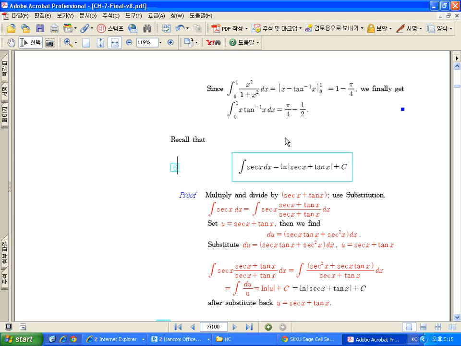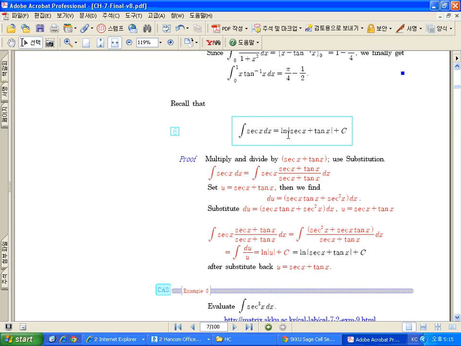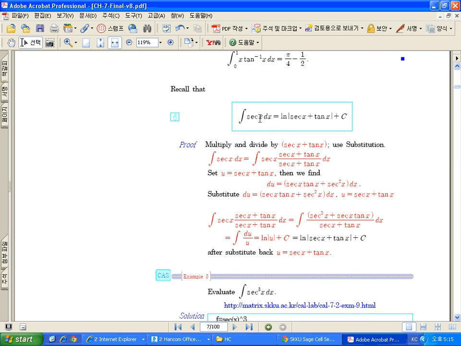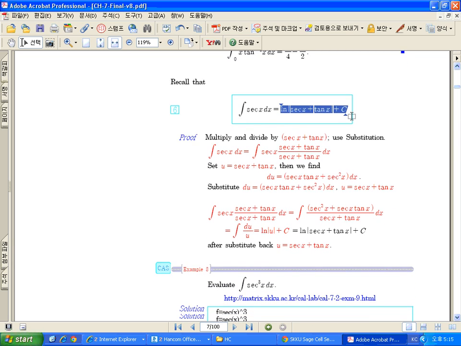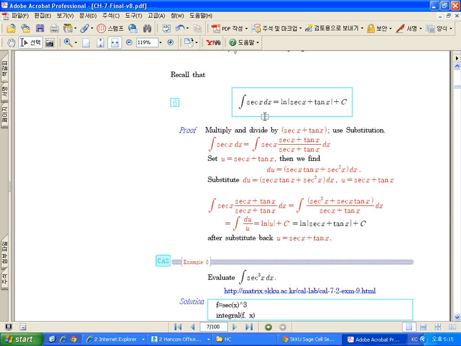Okay, so that's another example of the integration by parts. Integration of secant x dx can be written in this way. You must have seen this. Now we do it once again. In this case, multiply secant x tangent x on numerator and denominator like this. And then substitute this secant x tangent x as u. Then du can be written in this way.